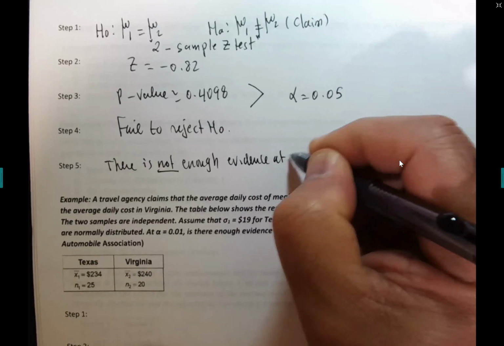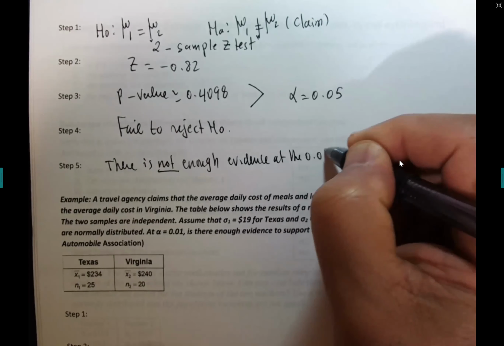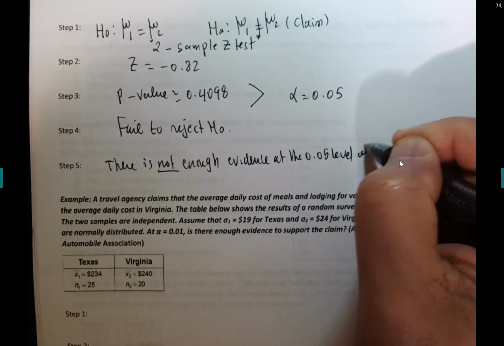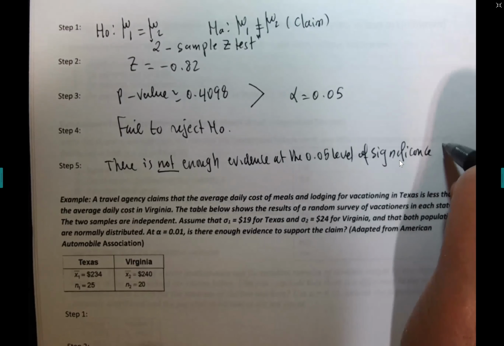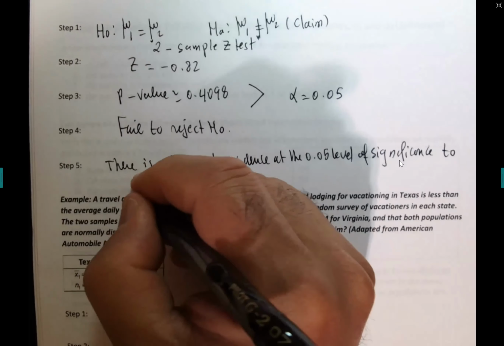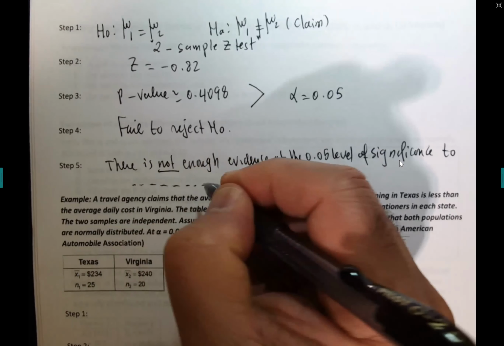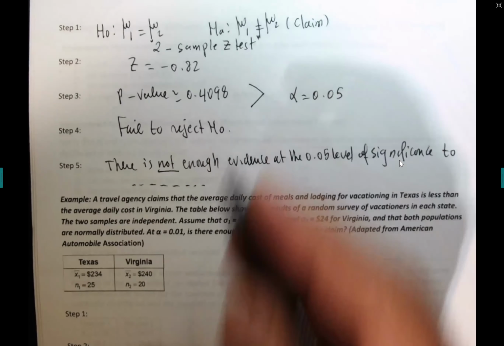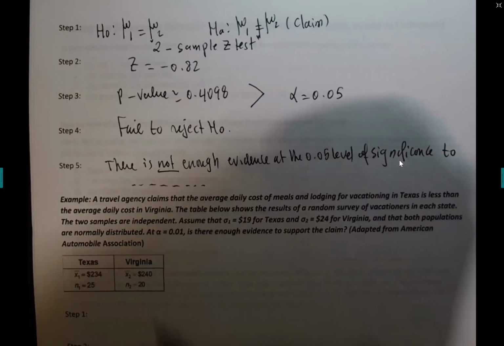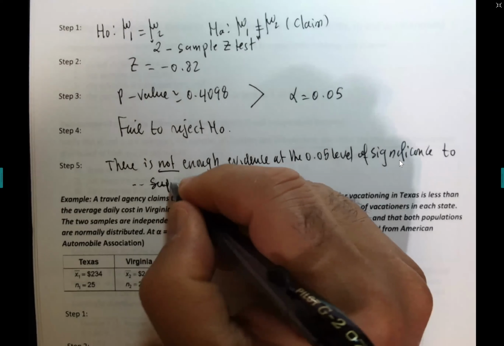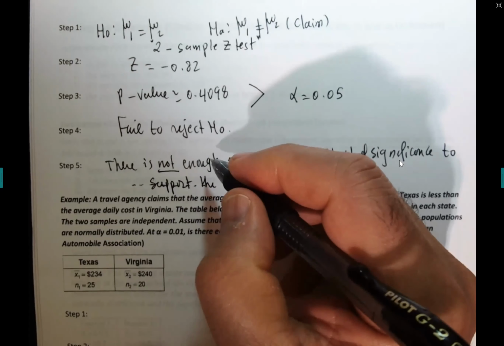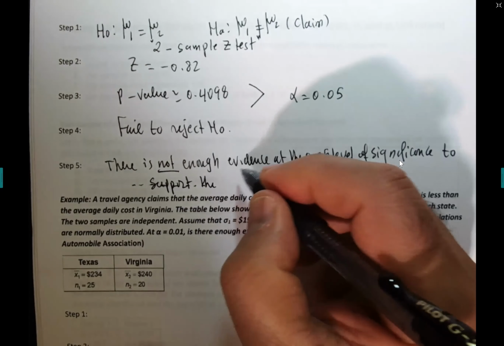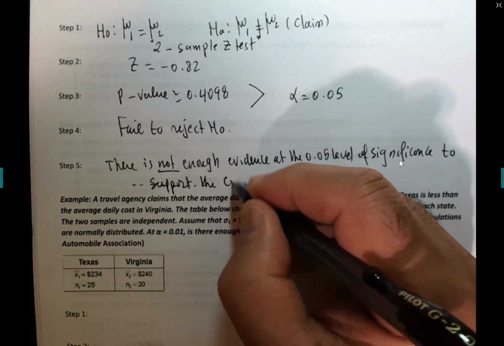At the alpha level, 0.05, level of significance. Step 2. What did I say? Which word do you use? Support or reject? The claim is in HA. Support. When the claim is in HA, you pick the word support, guys, to support the credit card watchdog group claim.